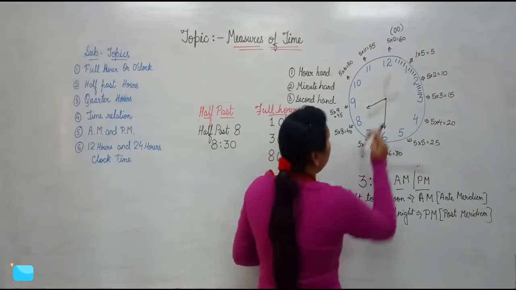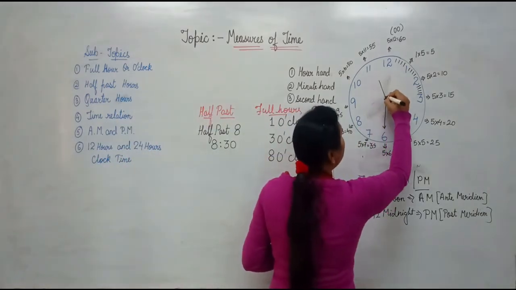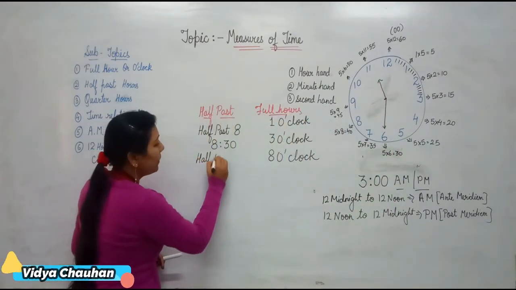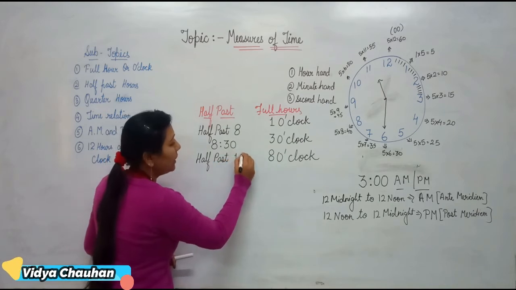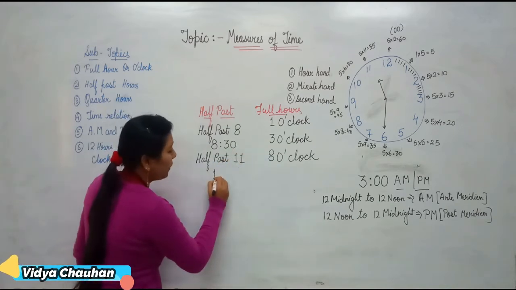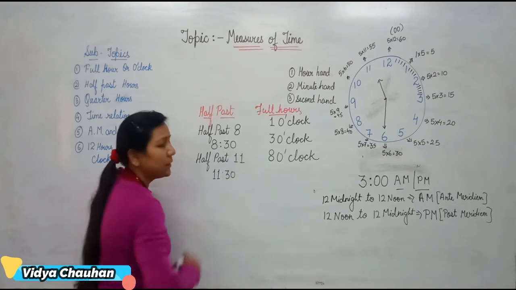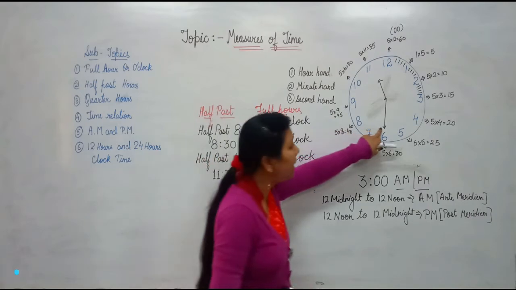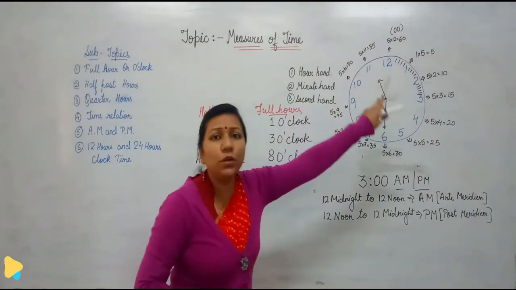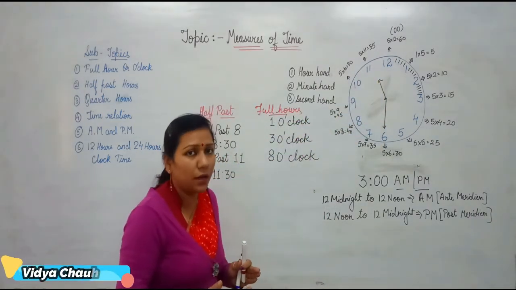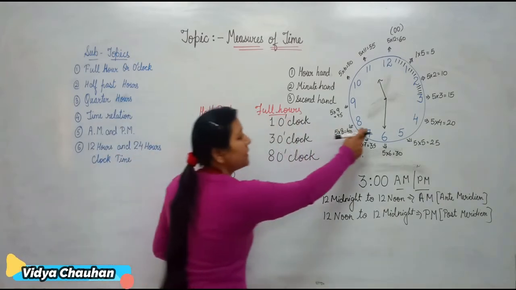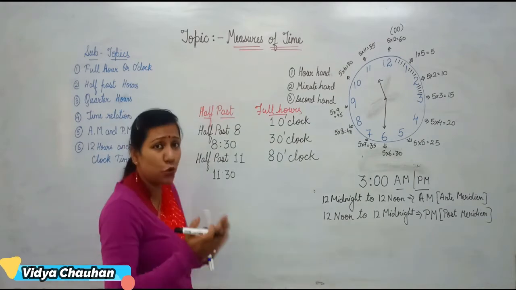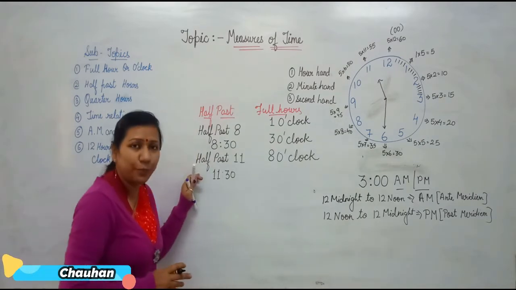Now similar to that, if our hand is between 11 and 12. Now what is this time? This time is half past 11, or you can write 11:30. Clear, students? So this is the concept of full hour, when the minute hand is at 12 and our hand is rotating at different value. Then we call it as full hour clock. If the minute hand is at 6 and the hour hand is rotating between two values, then we call it as half past time.